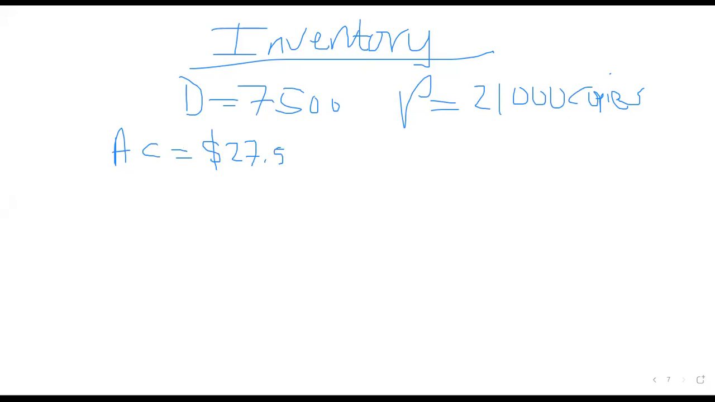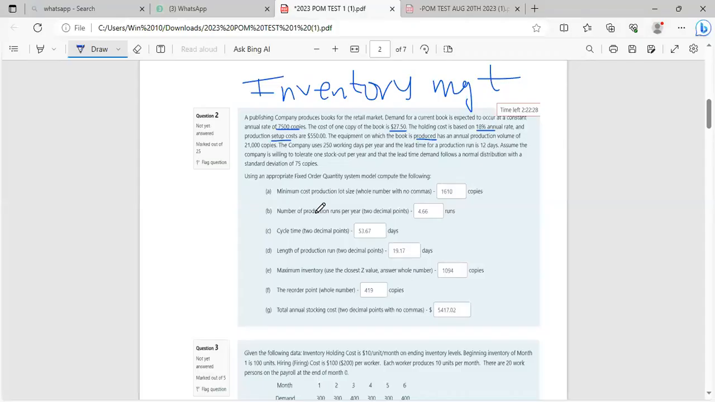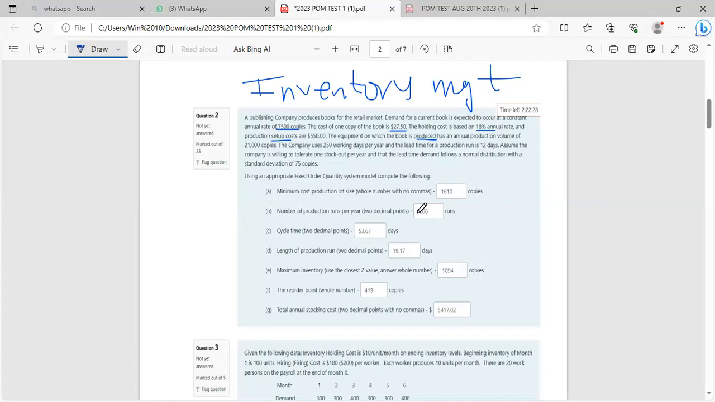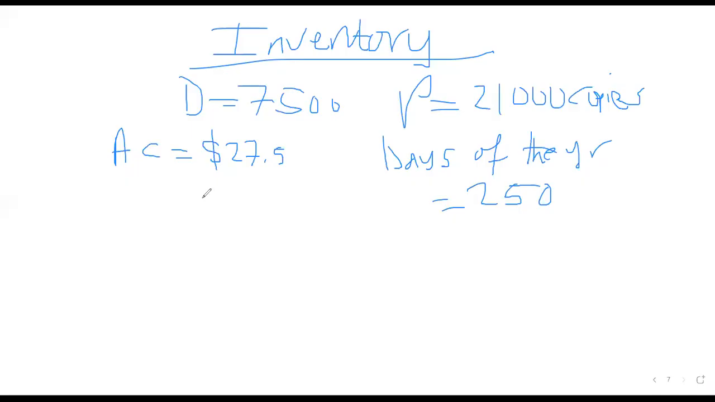Then the other thing that we have here is the working days of the year. We have 250. And then what happens here is that they actually want us to find out the setup cost. Setup cost is 550. So setup cost, which is our S, is $550.